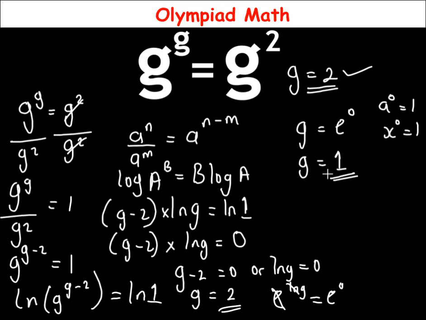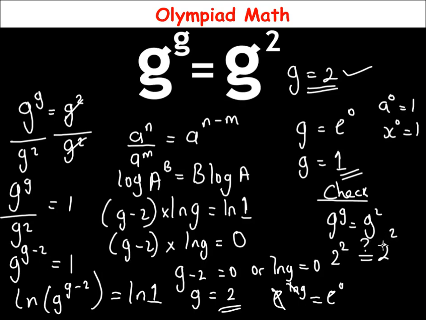Now let us check whether the values of g that we've gotten fit into this equation. So check. We have the equation g to the power of g is equal to g to the power of 2. Now, for the first value of g, which is 2, we have 2 to the power of 2 equal to 2 to the power of 2. We have 2 to the power of 2 as 4, which equals 2 to the power of 2 as 4. So as you can see, 4 equals 4. So that means g equals 2 suits the equation g to the power of g equals g to the power of 2.